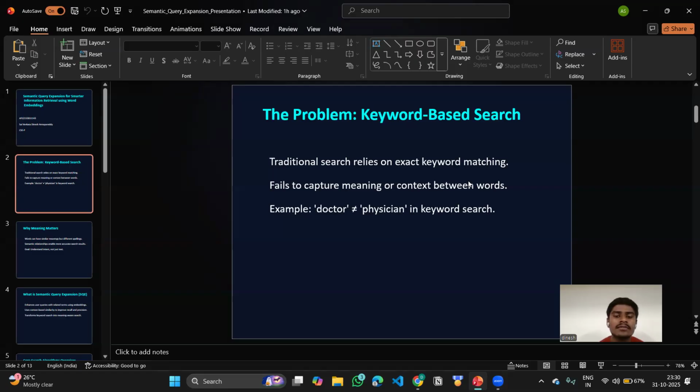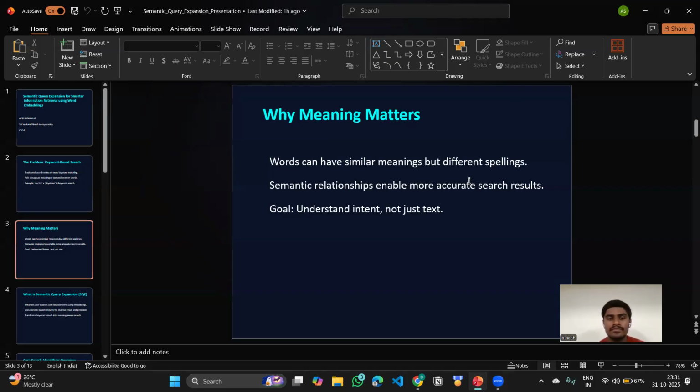If a user searches for doctor, a document using the word physician might be ignored, even though it's semantically identical to the user's thought. A document using the word physician might be ignored, even though it's semantically identical to the user's intent. This keyword-centric approach prevents systems from truly understanding what the user is looking for, resulting in missed highly relevant results.